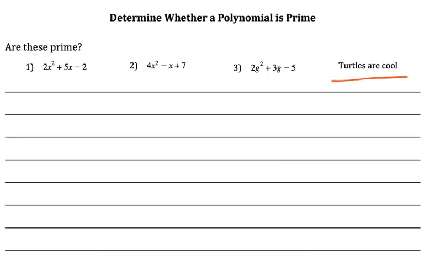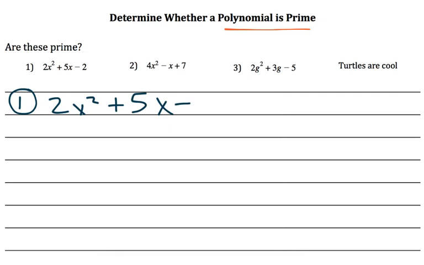Okay, so what this means is that if you have a polynomial that is prime, you cannot factor it. So let's look at whether or not we'd say yes or no to this first one. You'd rewrite them as 2x squared plus 5x minus 2. And normally you'd be looking for the factors of -4 that would add up to 5.